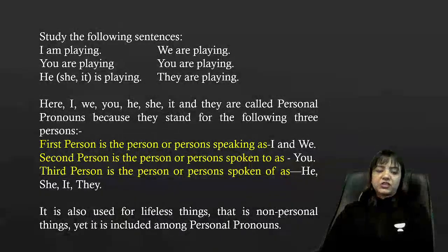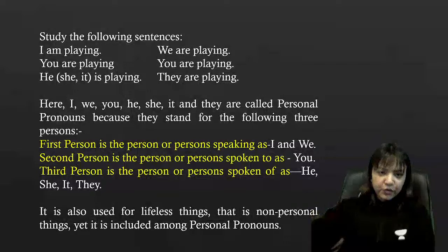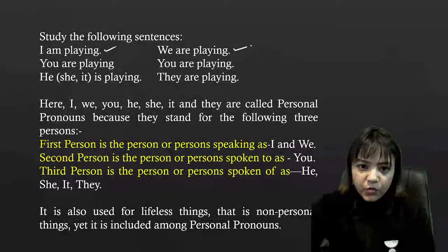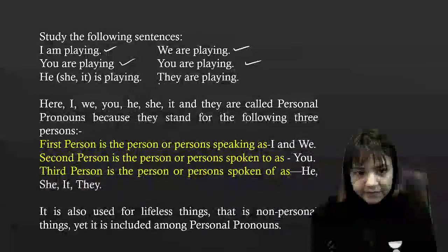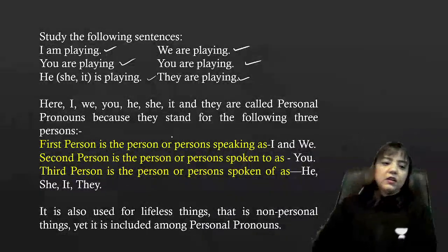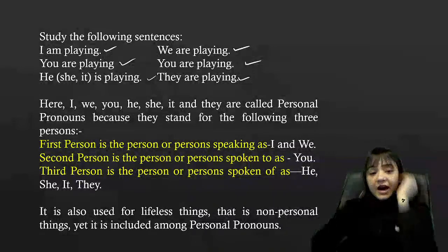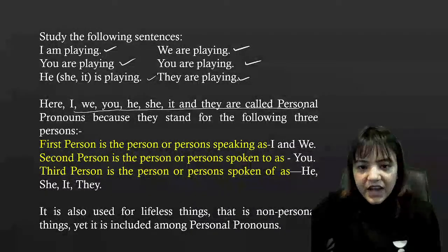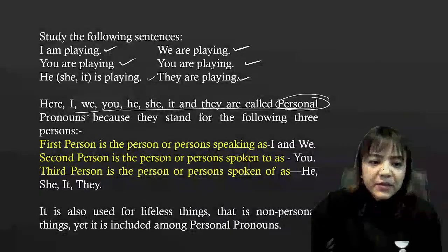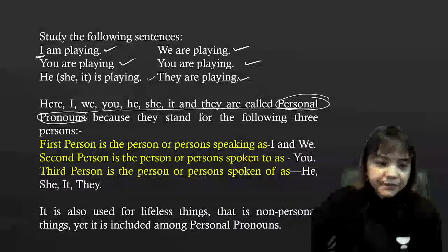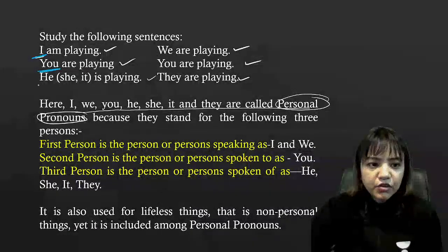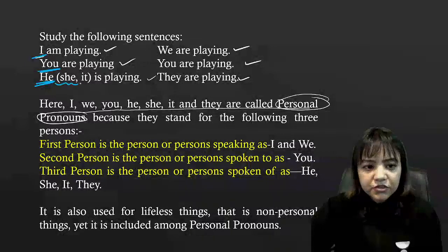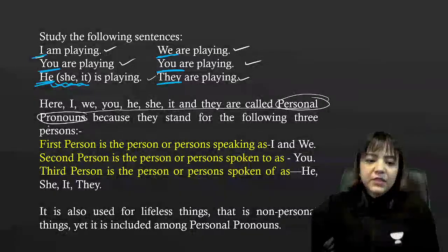Okay. So, first, if you look at these sentences: I am playing, we are playing, you are playing, he or she or it is playing, or they are playing. Alright? So here, I, we, you, he, she, it and they are all called personal pronouns, okay? I, you, he, she and it. We, you and they. These are called personal pronouns, okay?